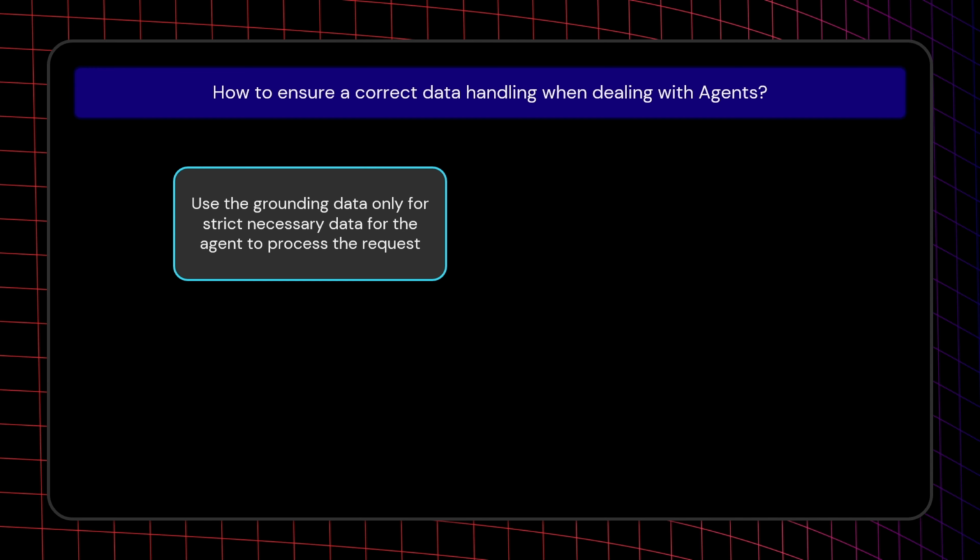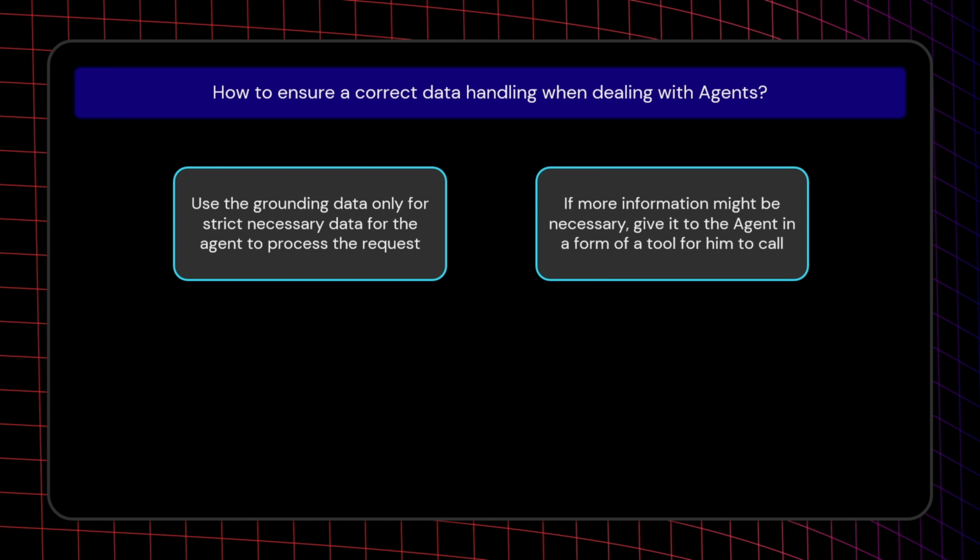One of them is we should use grounding data only for strictly necessary data that the agent needs to process that request. As we saw before, we should not give all the information that he needs. We should give him in the grounding data just the minimum master data that he needs to process correctly a certain task.